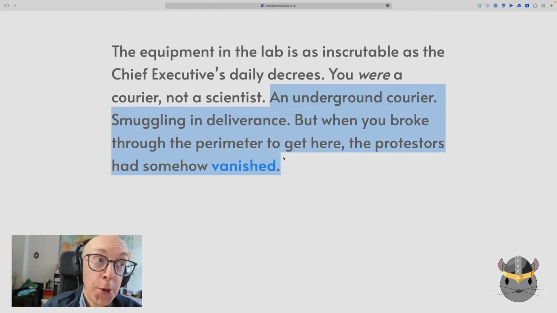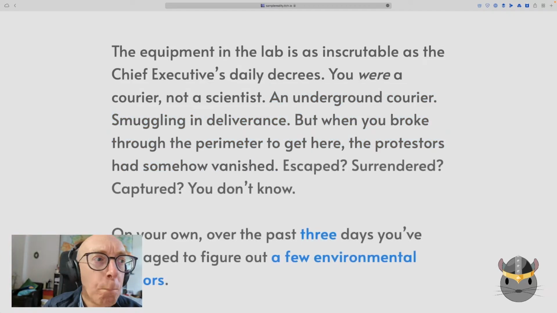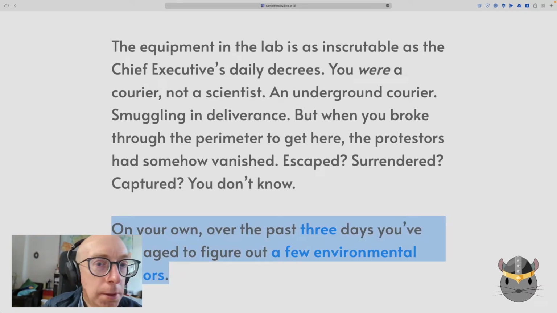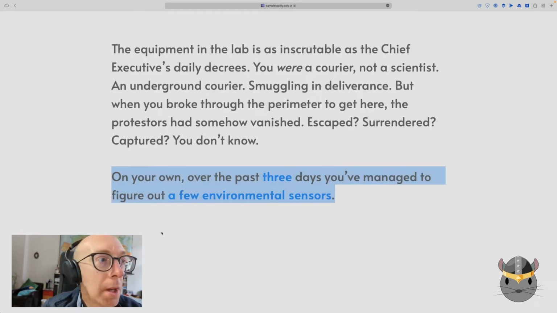An underground courier smuggling in deliverance. But when you broke through the perimeter to get here, the protesters had somehow vanished. On your own, over the past 3 days, you've managed to figure out a few environmental sensors. So we can go to 3 days or environmental sensors. I think we're going to continue down the path of the sort of technology sensors, etc.